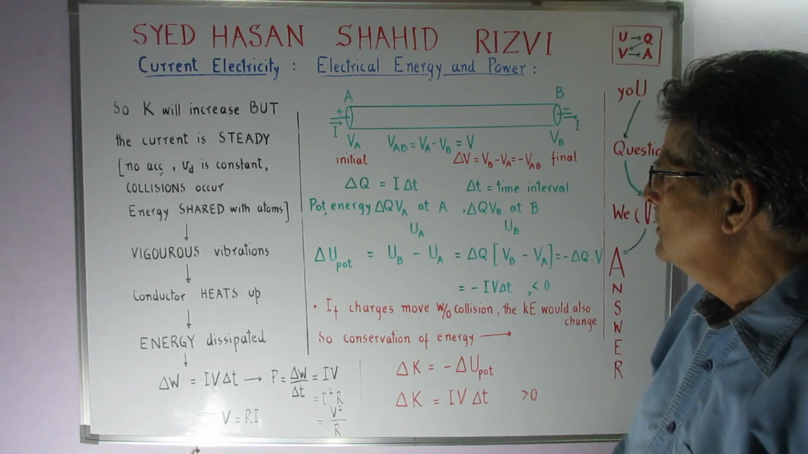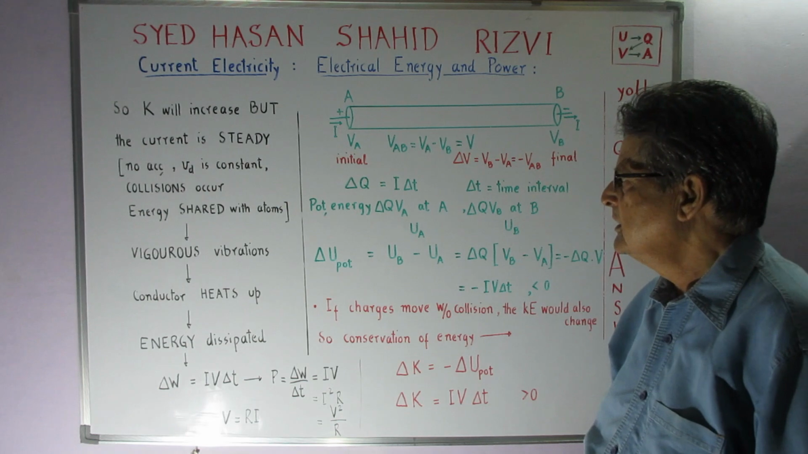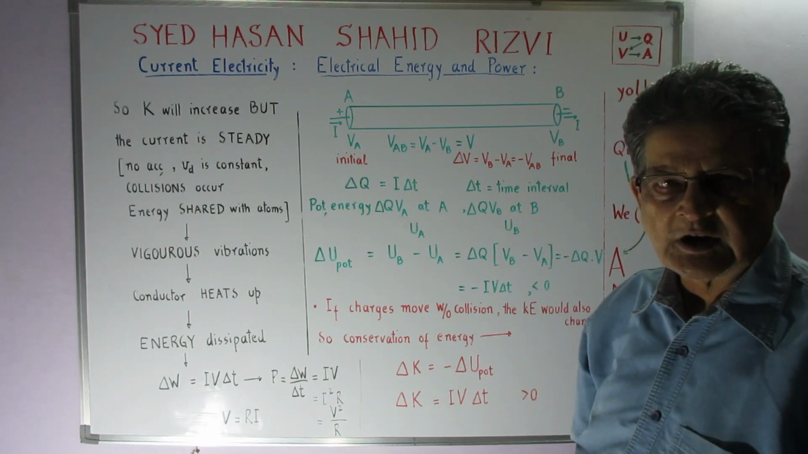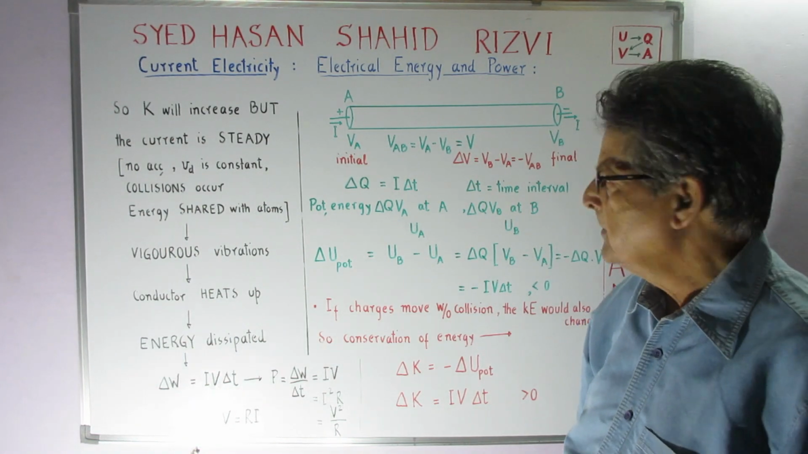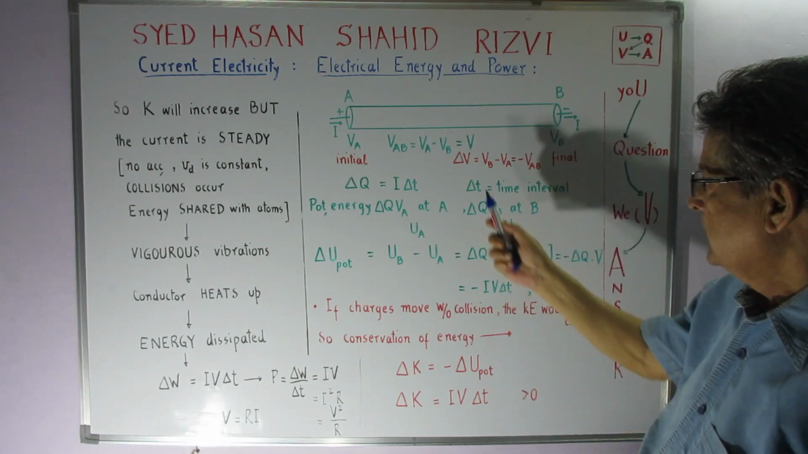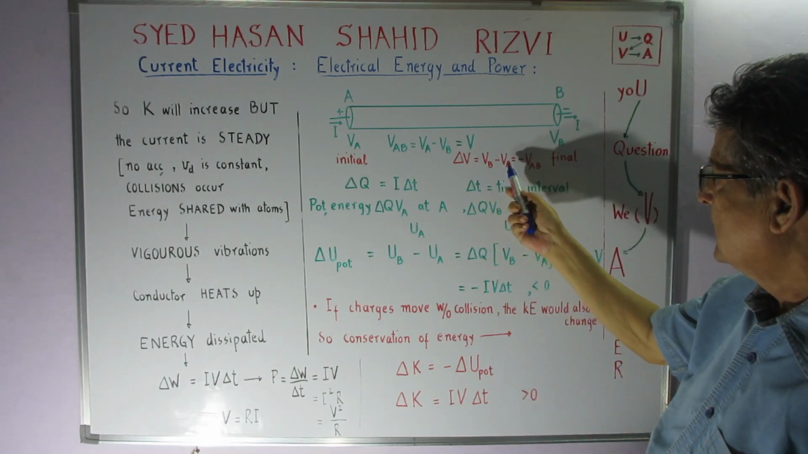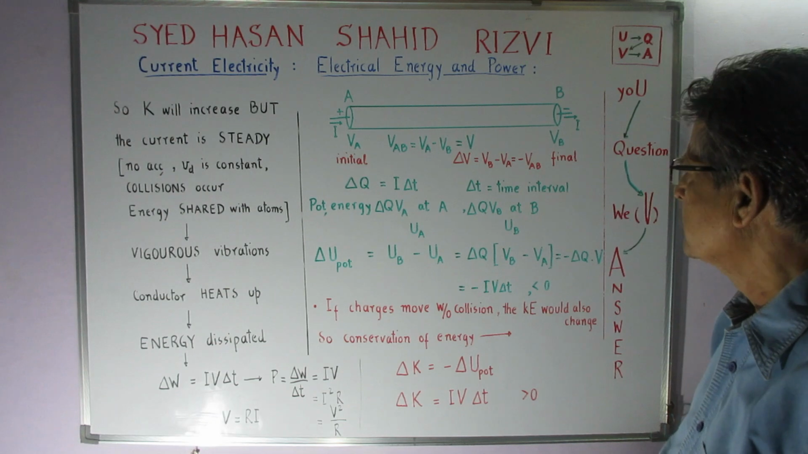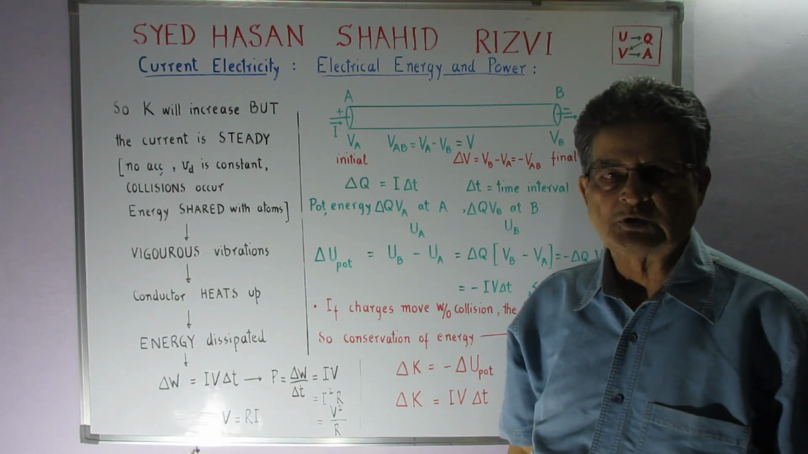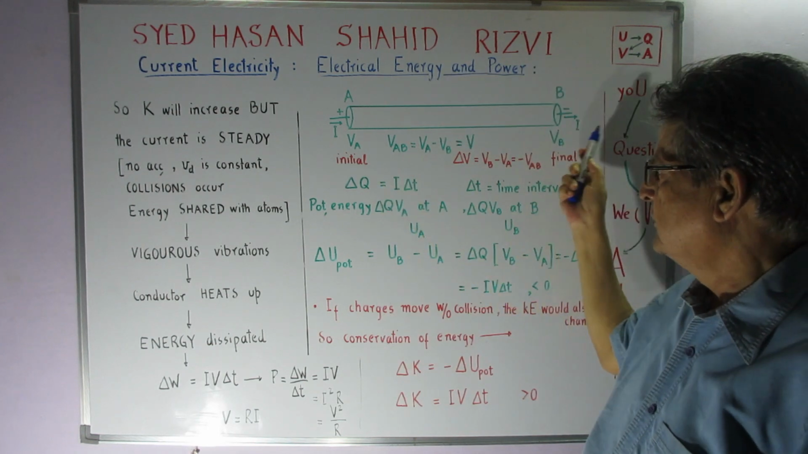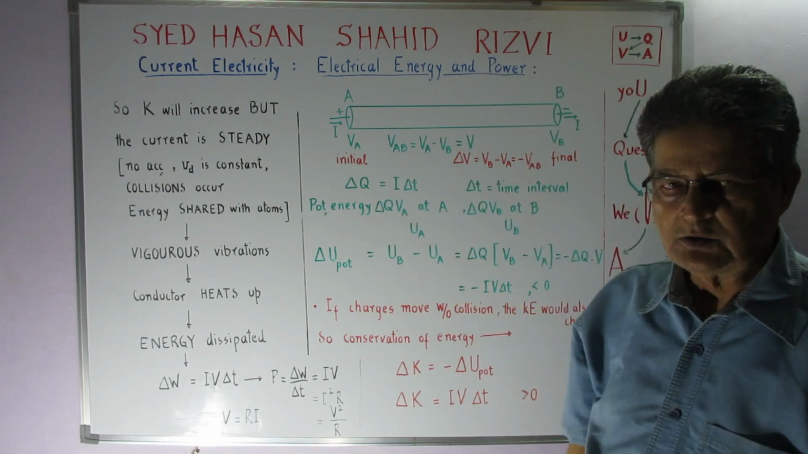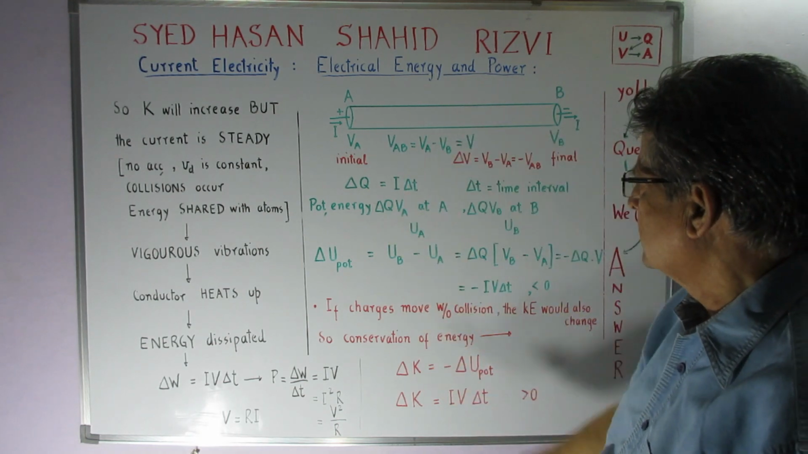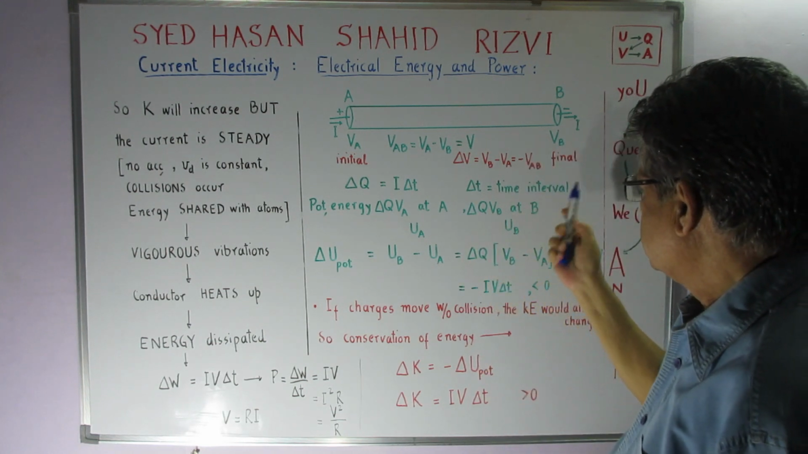Now, I told you that VAB is written as VA minus VB, which is equal to V. Delta V is written as the final value minus the initial value, which turns out to be equal to minus VAB, which is equal to minus V. And the charge that flows in time delta T, when the current I is flowing, delta Q is equal to I into delta T, because I is defined as delta Q divided by delta T. Of course, delta T is the time interval.